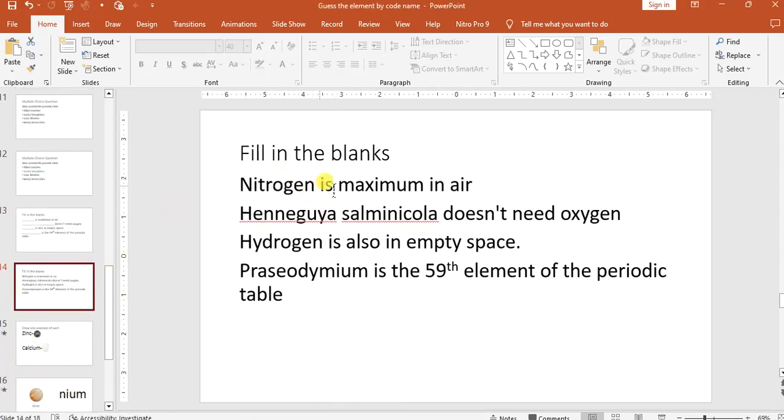Answers. Nitrogen is maximum in air. And Hemiarcus salminicola doesn't need oxygen. This one I actually searched from the net. Don't just ignore the red lines here. Dash is also in empty space: hydrogen. And praseodymium is the 59th element of the periodic table.